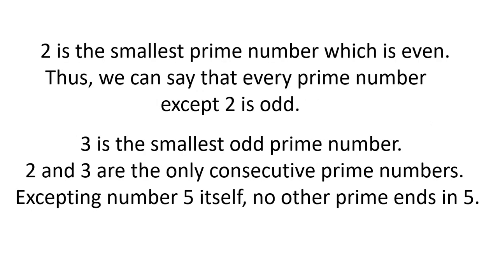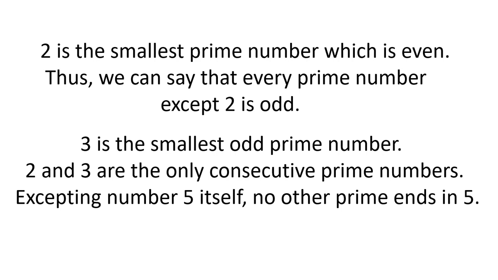2 is the smallest prime number, which is also an even number. Thus, we can say that every prime number except 2 is odd. 3 is the smallest odd prime number. 2 and 3 are the only consecutive prime numbers.